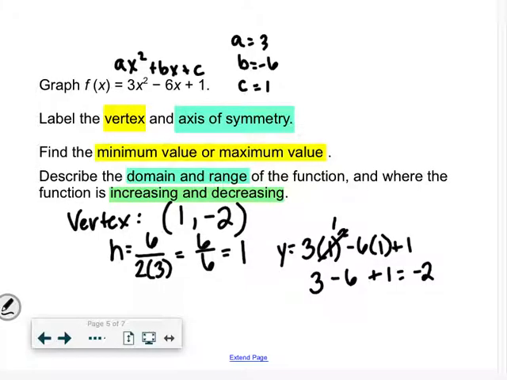I'm going to get a lot of people who do 3 times 1 is 3, then square it to get 9. So beware, that's violating the order of operations. Okay, good news. Now I have my vertex, so I can plot that point, 1, negative 2.